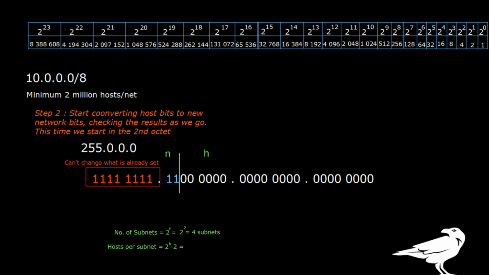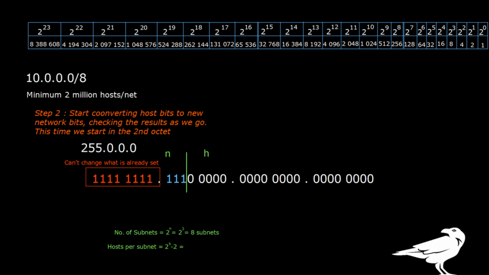Then we've got 22 host bits left behind, so that's 2 to the 22 minus 2, which gives me 4,194,302. I think we could do better. Let's try one more. Let's push it to a third new network bit. That's 2 to the power of 3, which gives me 8 new subnets.